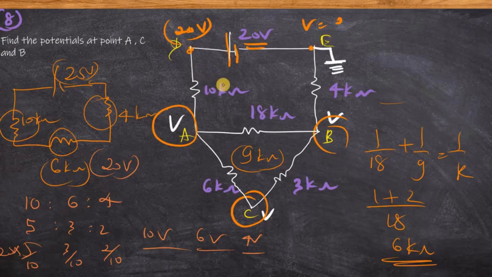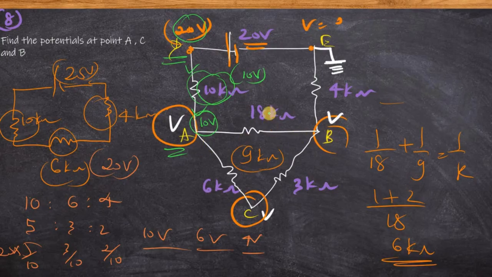Moving into the answer, so 10 kilo ohms will hold 10 volt. So here the potential current flows like this. So potential at D is greater than potential at A. So potential at D is 20. So 20 minus 10, this will keep 10 volt. So VA will be 10 volt.